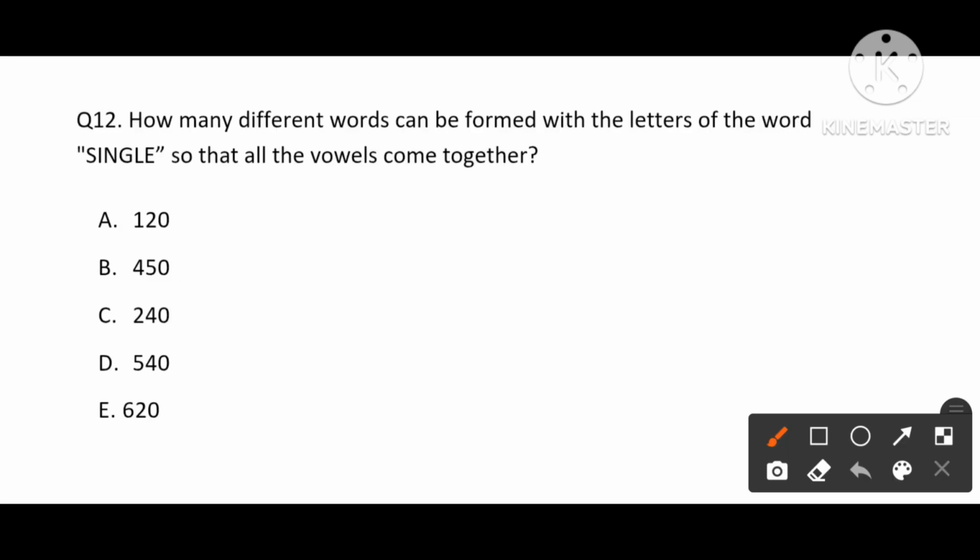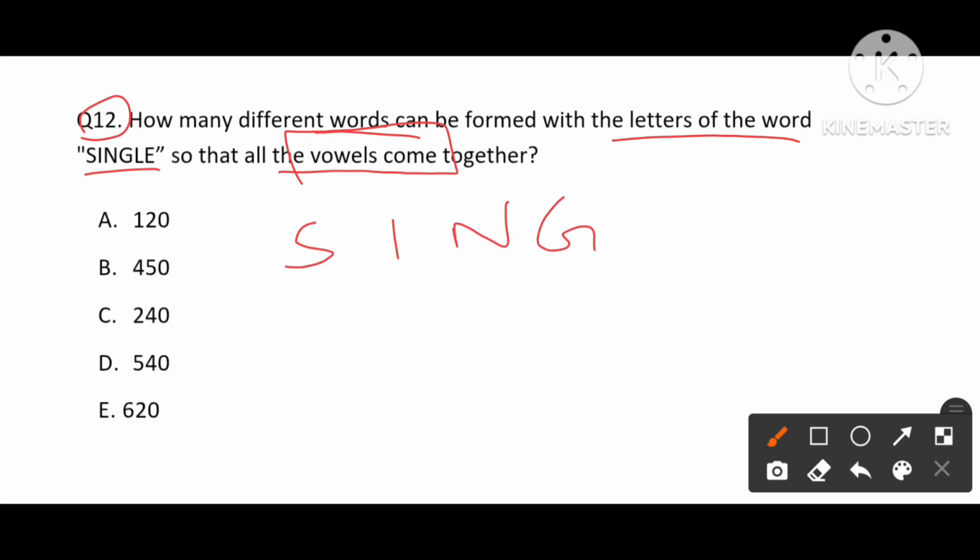Now we are going to see question number 12. How many different words can be formed with the letters of the word SINGLE so that all the vowels come together? So how many vowels are in the word SINGLE? Here we see 2 vowels, I and E.